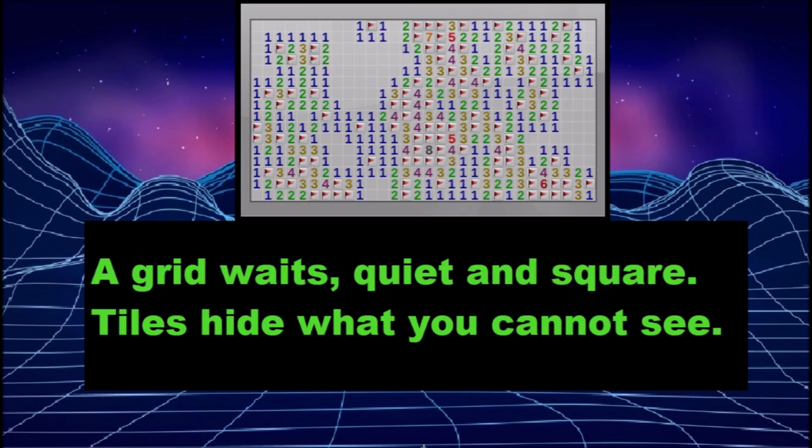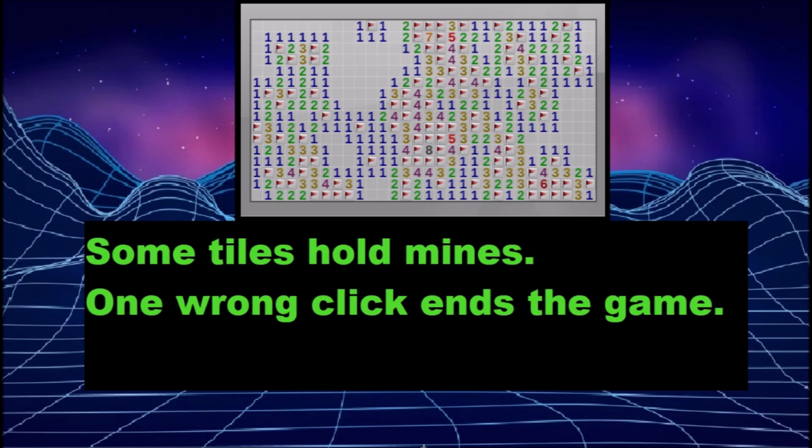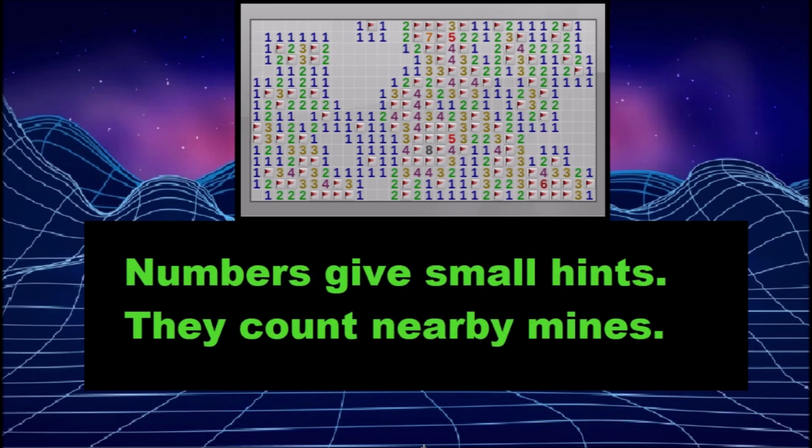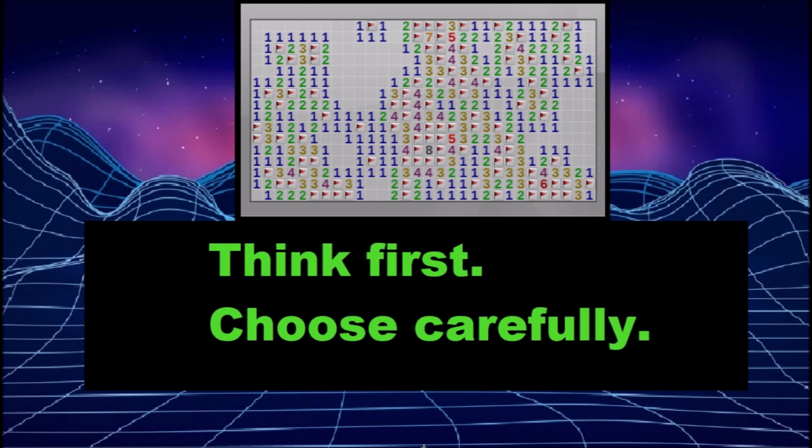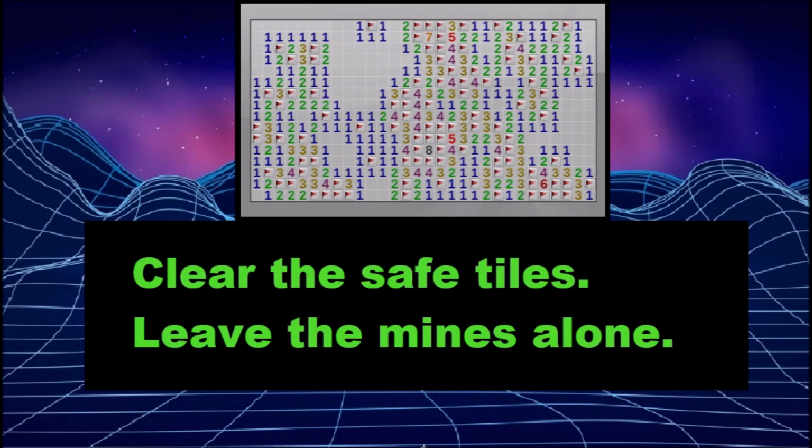A grid waits. Quiet and square. Tiles hide what you cannot see. Some tiles hold mines. One wrong click ends the game. Numbers give small hints. They count nearby mines. Think first. Choose carefully. Clear the safe tiles. Leave the mines alone.